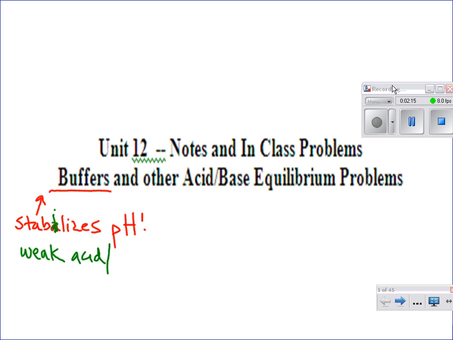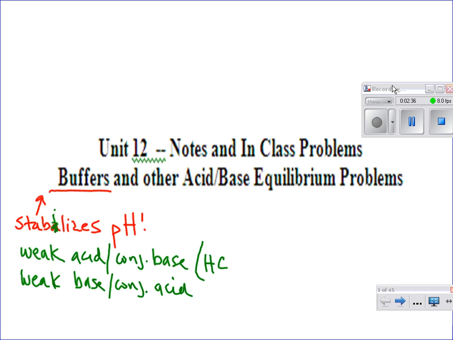A weak acid and its conjugate base, or you can have a weak base and its conjugate acid. So when you look at a problem, if you see that combination of stuff, you know you have a buffer. So let's give an example of what I mean.